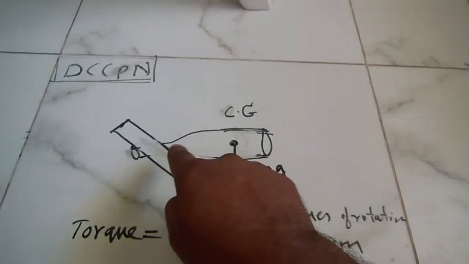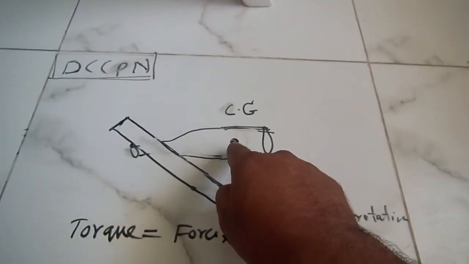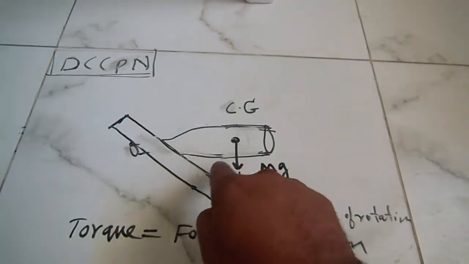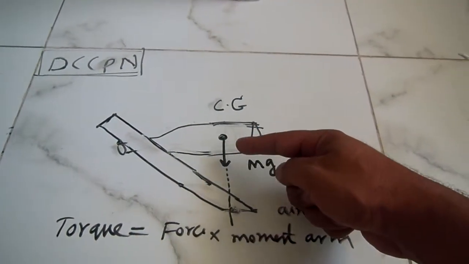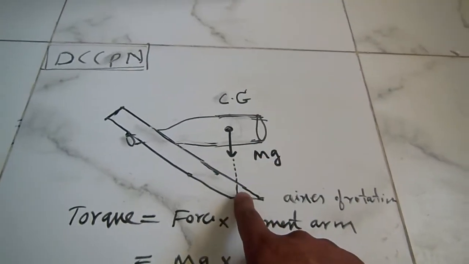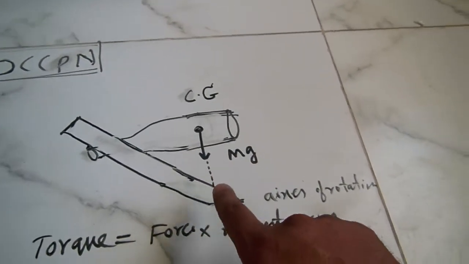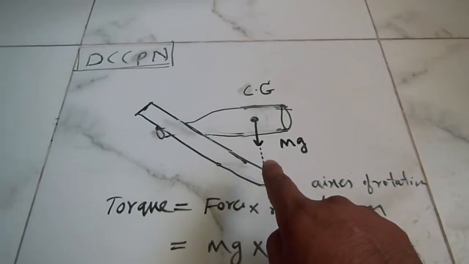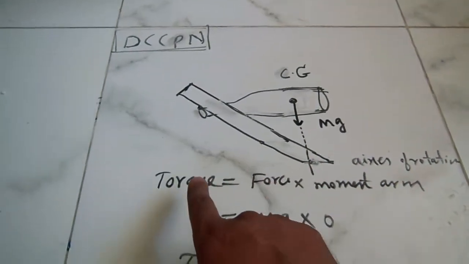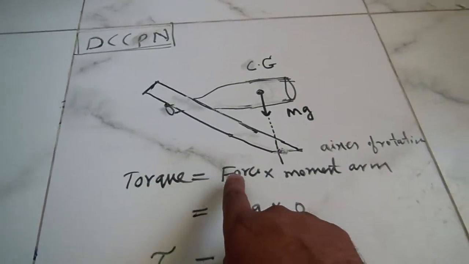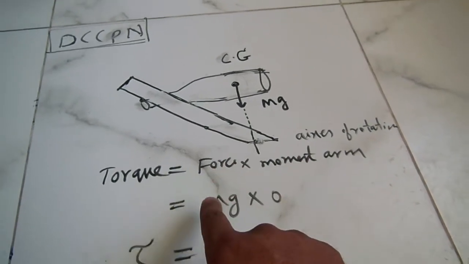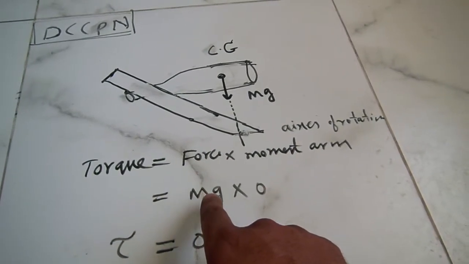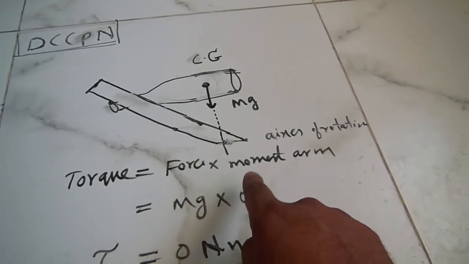And the center of gravity of the bottle is in the middle, about here. This is the center of gravity of the system, and the line of action of the weight is passing through the axis of rotation, so the moment arm is zero. So the total torque, as we know in physics, torque is equal to force times moment arm. The force is equal to mg, its gravity is mg, and the moment arm is zero.